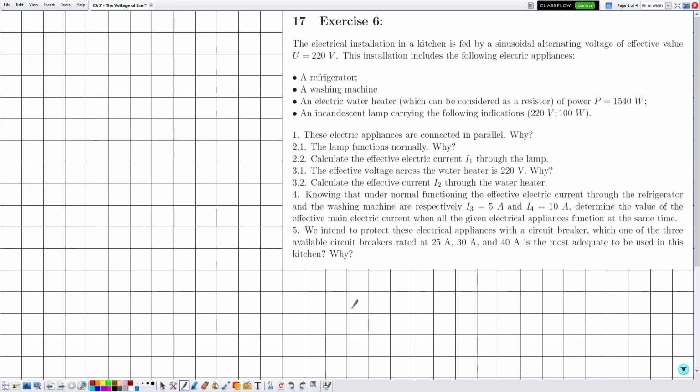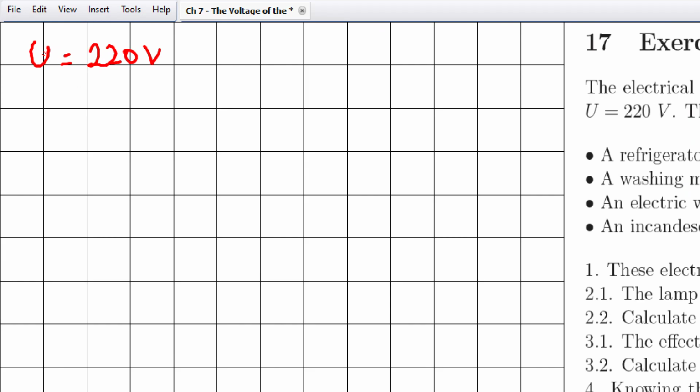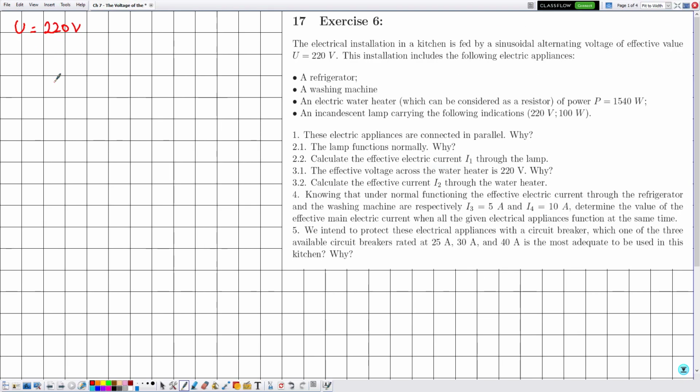Then exercise number 6. They are telling us the electrical installation in a kitchen is fed by a sinusoidal alternating voltage of effective value U equal to 220 volts. So here, even if they didn't denote this U as the effective, it is the effective voltage because it is the one that makes the effects, and we will use it in different formulas related to power, Ohm's law, etc. whenever needed. This installation includes the following electric appliances.